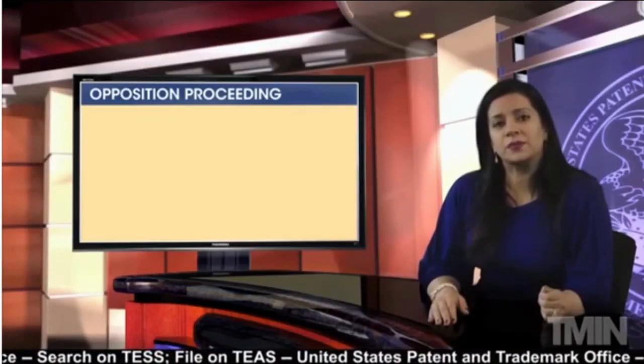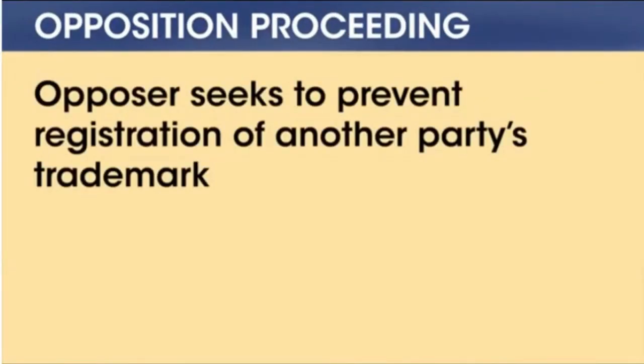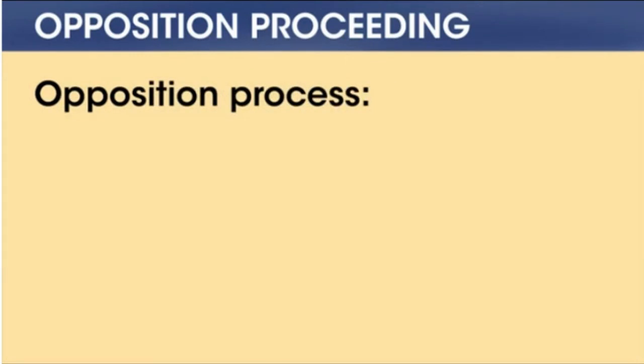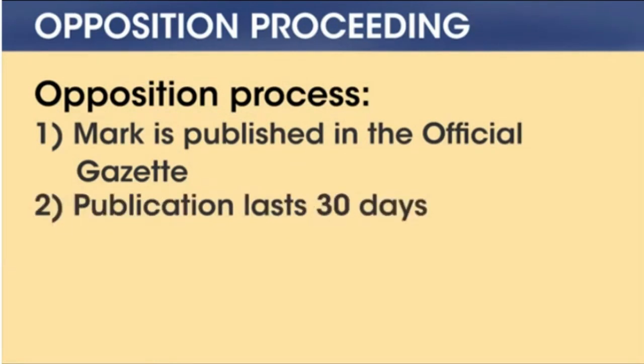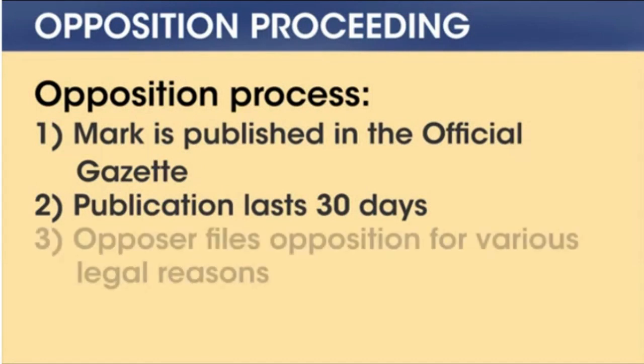Another common board proceeding is an opposition. In an opposition, a person may oppose or object to the trademark application of another party in order to stop that party from obtaining a federal registration. As you might recall from other trademark videos, before a mark can register, the mark must be published for opposition in the Official Gazette, available through uspto.gov. Publication starts the opposition period, which typically lasts for 30 days.